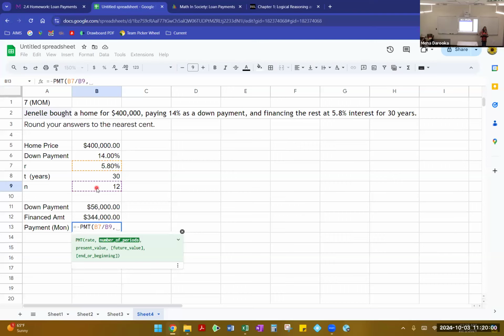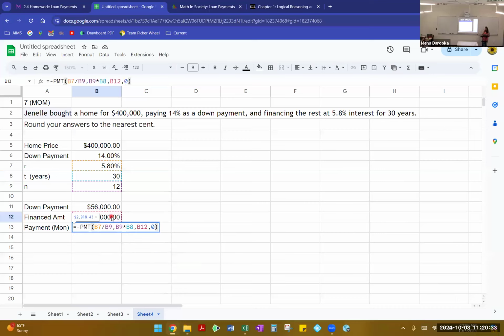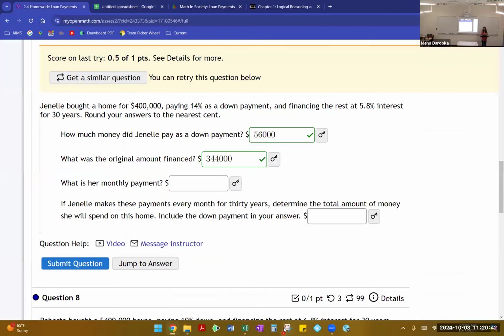Time, 30 years. Yeah, so you will be going back to the original calculation like we were doing for other loan and savings accounts. So N times T, not the credit card calculation. So N times T, comma, our present value will be the 400,000 or the 344? Yes, because that's how much we are borrowing on the loan. So 344,000, and then of course, future value means we've paid off the loan, so that should be 0. So let's see, our payment for Janelle is coming out $2,018.43.